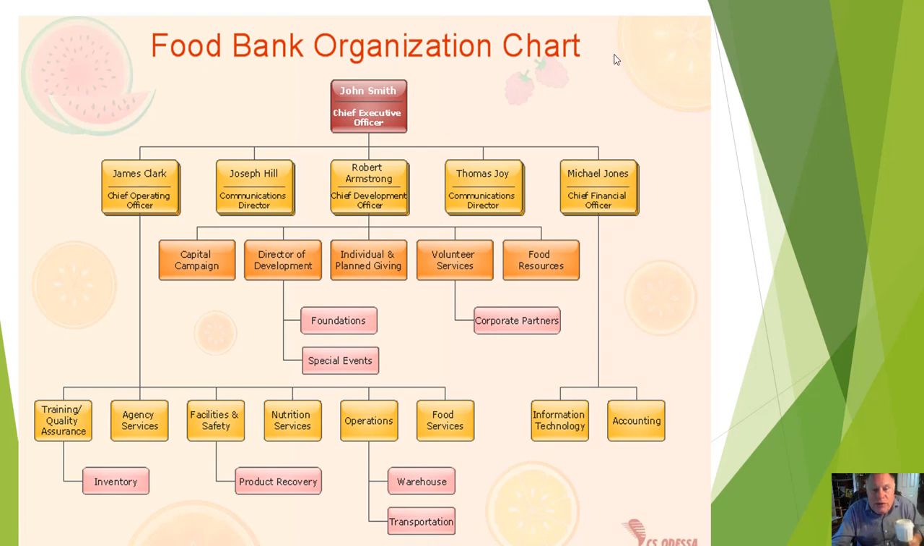And this starts out here, the first line, the guy at the top is the CEO. But who does he have reporting to him? He has a chief operating officer. Then he has a chief financial officer. Then he has different people, communications director, he has two. Then he has development. So if you think of what they're doing, it's the operational person. This is the person who makes the organization run. They do training and quality assurance, serving other agencies, facilities and safety, nutrition, operations, warehouse and transportation, and food services.